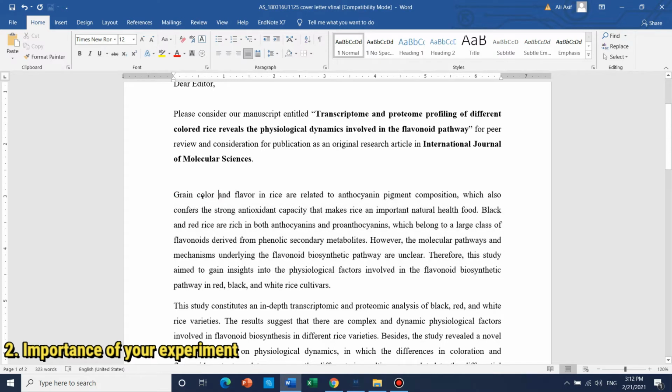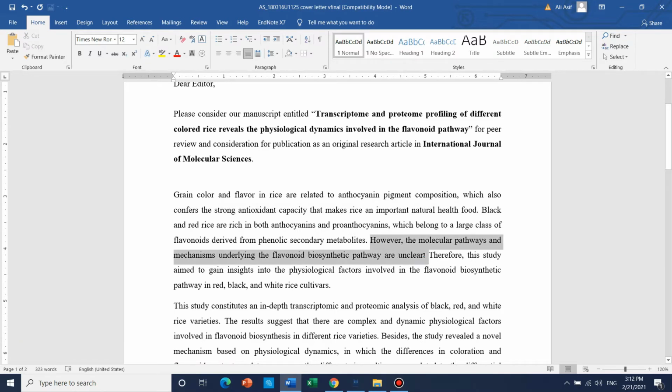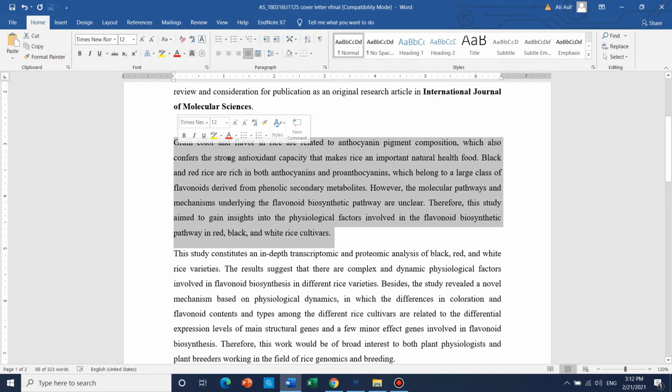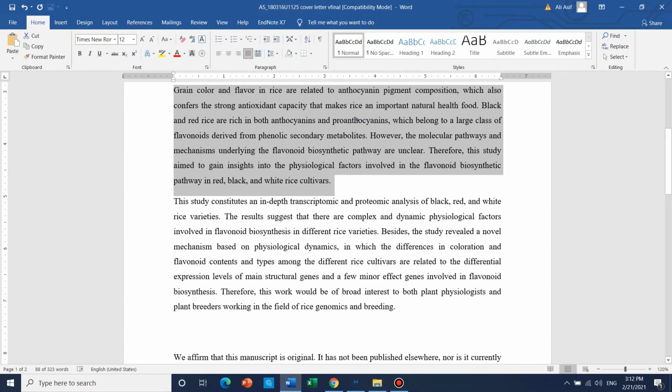First, give a few lines about the importance of your research. In the next few lines, you can tell what was unclear. In this example, the molecular pathway and the mechanism underlying the flavonoid biosynthetic pathways were unclear. Therefore, we aimed to gain insights into the physiological factors involved in the flavonoid biosynthetic pathway in red, black, and white rice cultivars. These 5 lines are the second part of our cover letter.